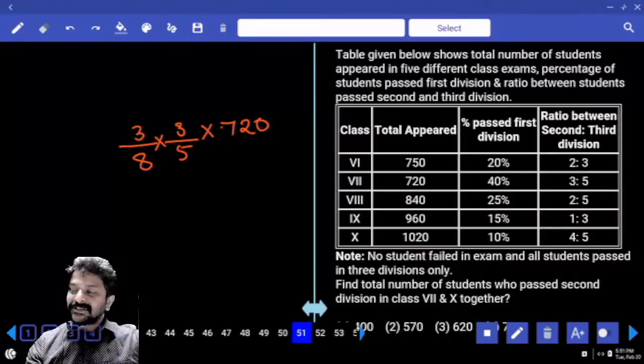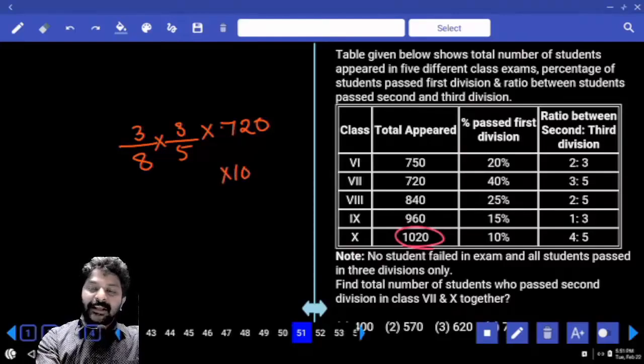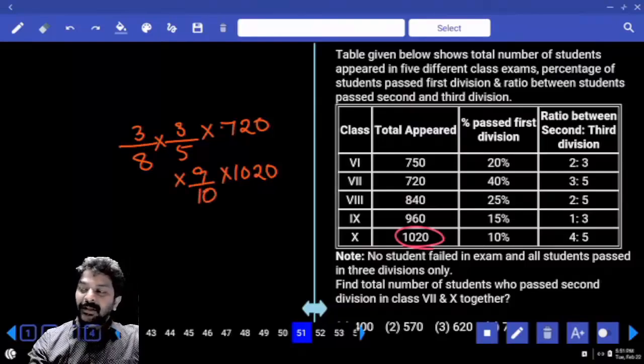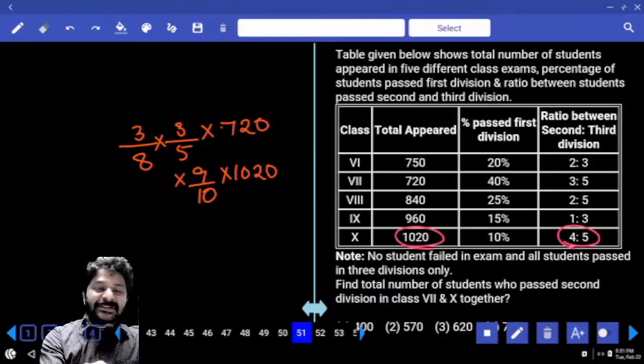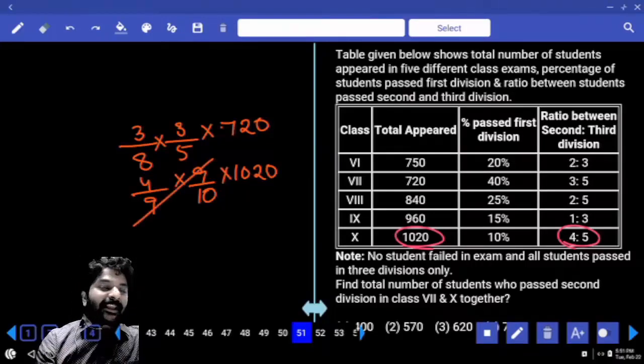And now 10th class. Out of 1020, 10% are already there. So remaining, can I write it as 9/10? And that is divided in the ratio 4:5. That means second division people are 4 parts out of 9 parts. And this is what we have to calculate. Agreed? 9 and 9 get cancelled.